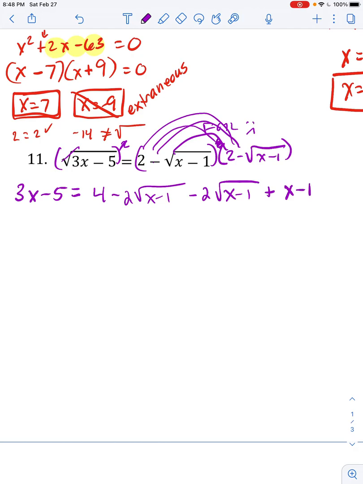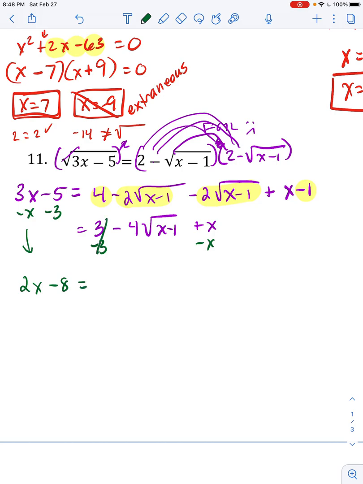Okay, so where's that put me? I've got a 4 here and a minus 1 there. So my number part's going to be a 3. These two are alike but don't cancel. So I get minus 4 of them. And then plus that x hanging out over there. All right, so what can I do? Well, I can move this 3 over by subtraction and this x over by subtraction. And then I'll have 2x minus 8 equals a negative 4 in front of this.